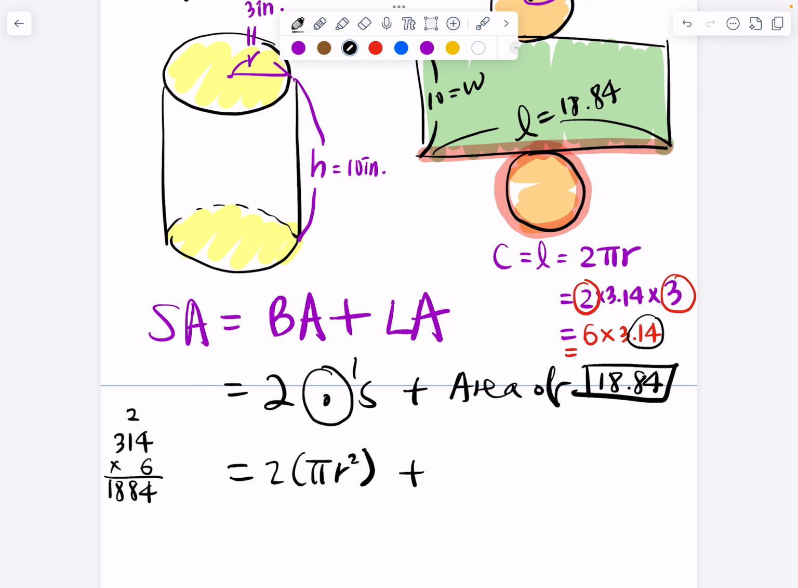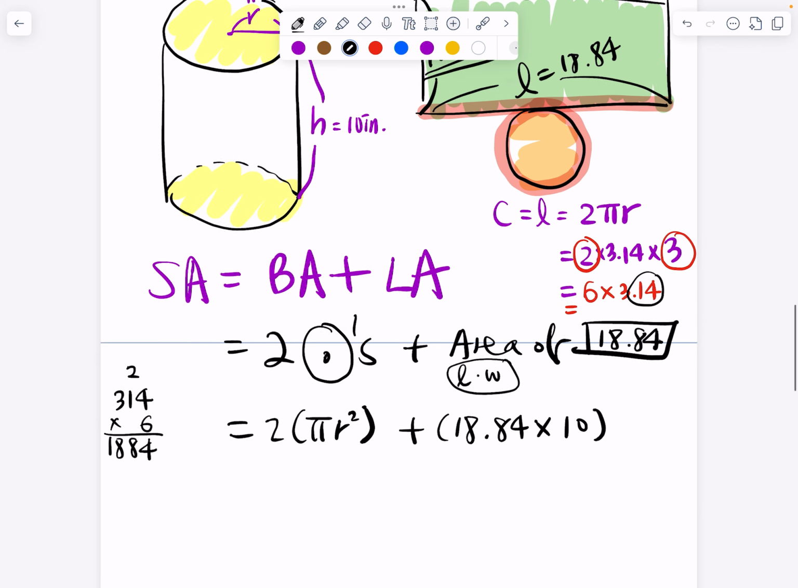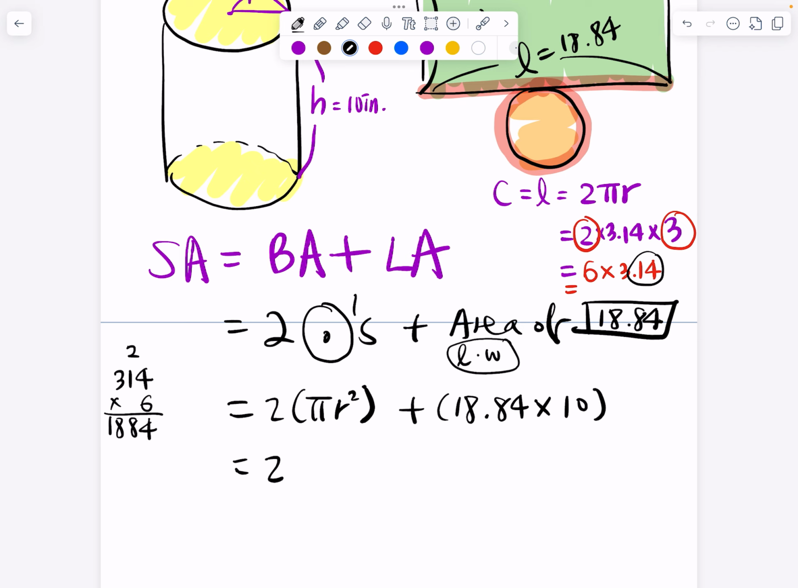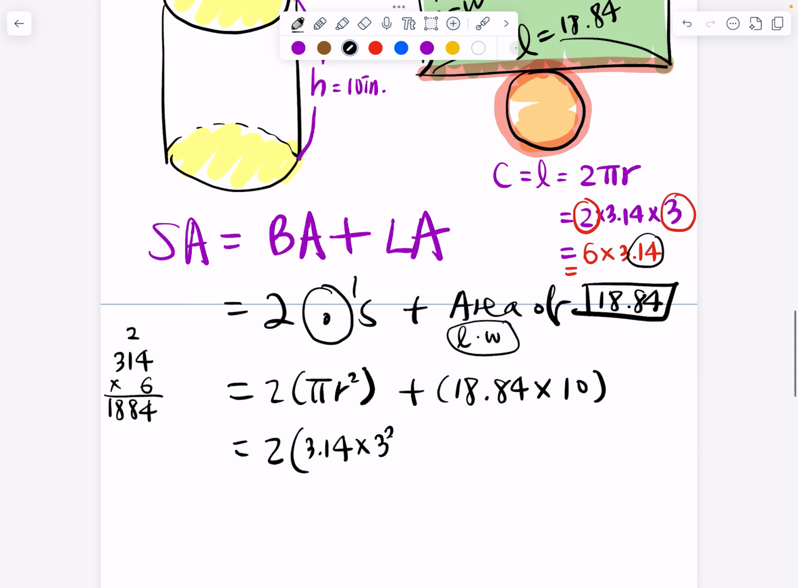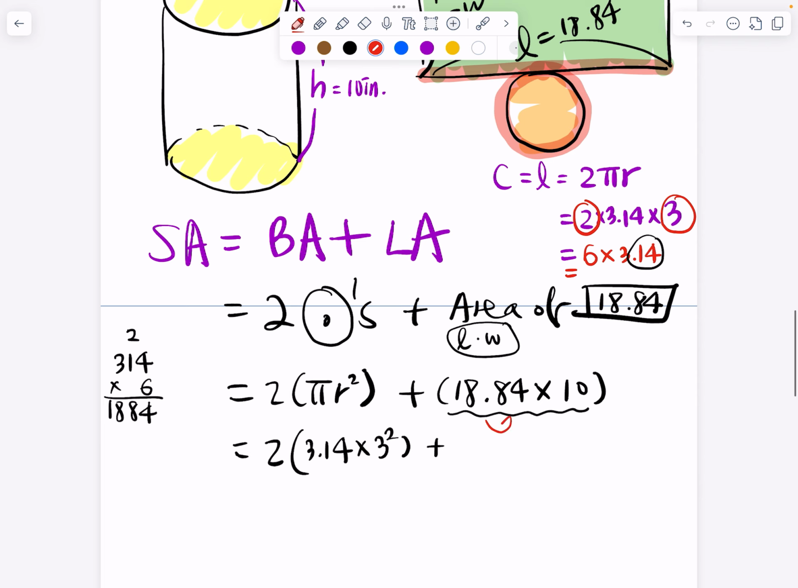So therefore, it is L times W. So it is 18.84 by, what's the W? 10. Oh, I should have given you 100. Okay, so that is 2 times, pi is 3.14 times, what's R again? R is 3 inches. So 3 inches squared, that's the area formula, plus 18.84 times 10. You're just moving the decimal to the right once. So 188.4.